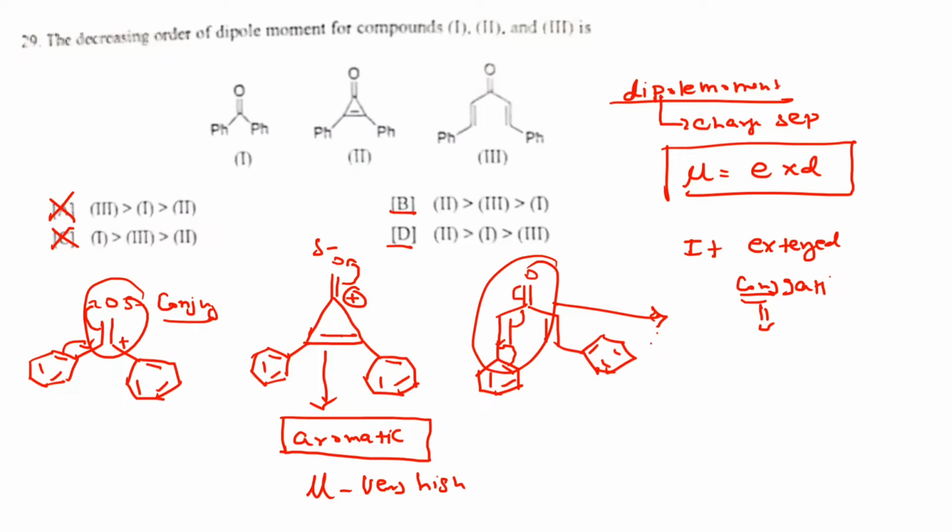Double bond, double bond, single. Due to extended conjugation, the bond will be more polar. Therefore, comparing the third and first, which has more dipole moment? The third one. Therefore, answer B is correct.